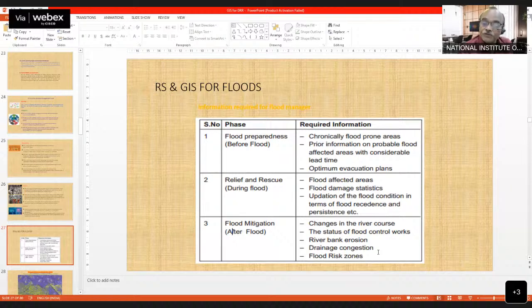Similarly relief and rescue, that is during operation, all those things, you have the database, from there you can manage. And after the flood, you have to manage the drainage congestion zones and the flood risk zones, all those things you have to know, and you have to manage superficially and structurally after the flood.